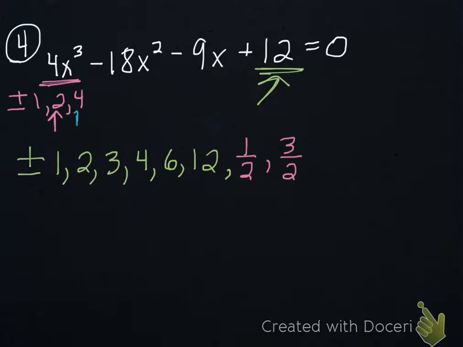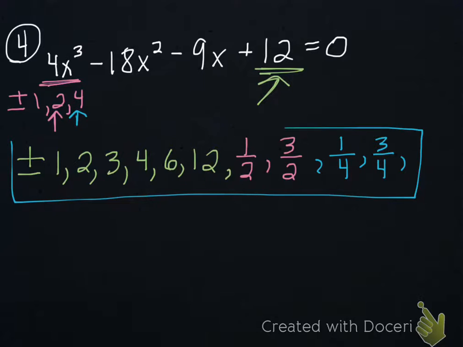So now, let's divide them all by 4. 1 divided by 4 is unique. 2 divided by 4 is 1/2. 3 divided by 4 is unique. 4 divided by 4 is 1. 6 divided by 4 gives me 3/2, which is already on there. And 12 divided by 4 gives me 3. So all of my possible roots are contained in this list.